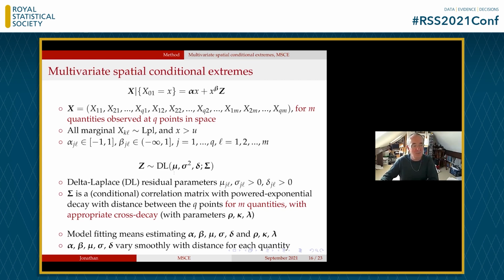Again, it's a delta Laplace, but now the correlation matrix has to take into account the decay with distance, say for a particular quantity, but also the cross decay between the various quantities in the model. Again, for model fitting, I've got some extra parameters in here because of the cross decay, but model fitting is basically the same as for spatial conditional extremes.